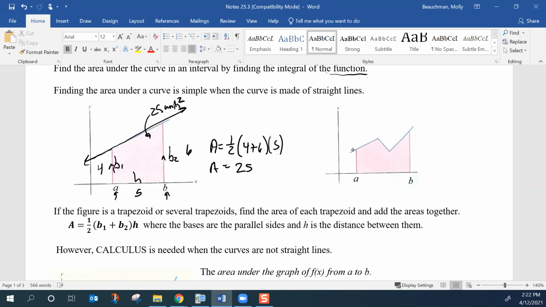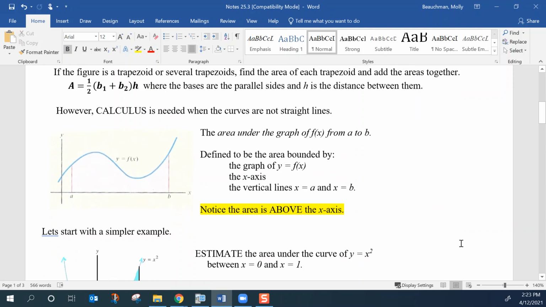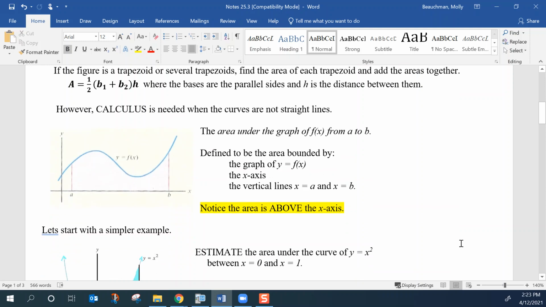If we have straight lines, then we could cut this up into several trapezoids and add the areas of each. The problem in calculus comes when you have curves and not straight lines. The area under the graph of f(x) from a to b is defined to be the area bounded by the graph of y equals f(x), the x-axis, and the vertical lines x equals a and x equals b. Notice we're going to look at area above the x-axis, so it's going to be positive.